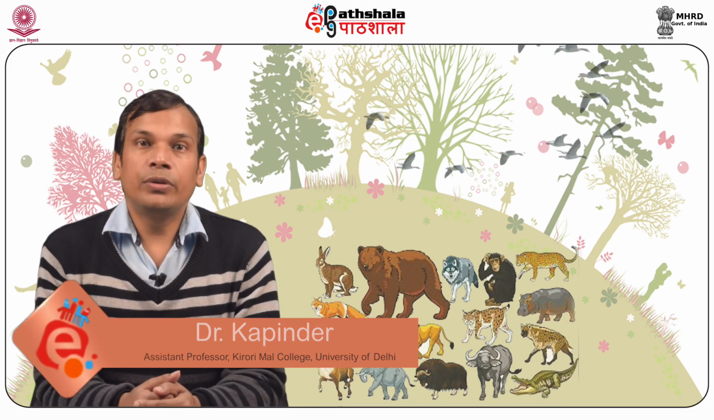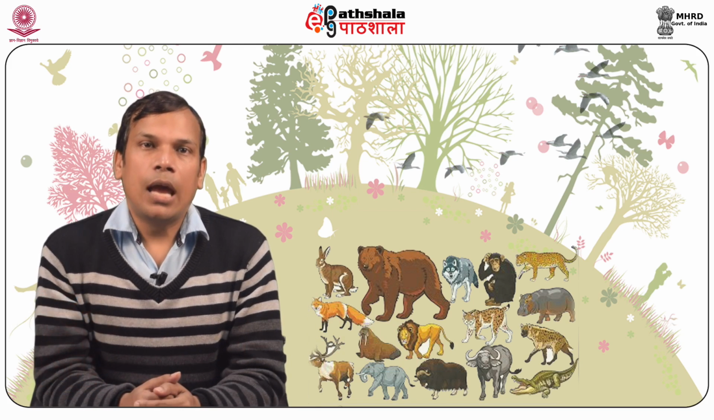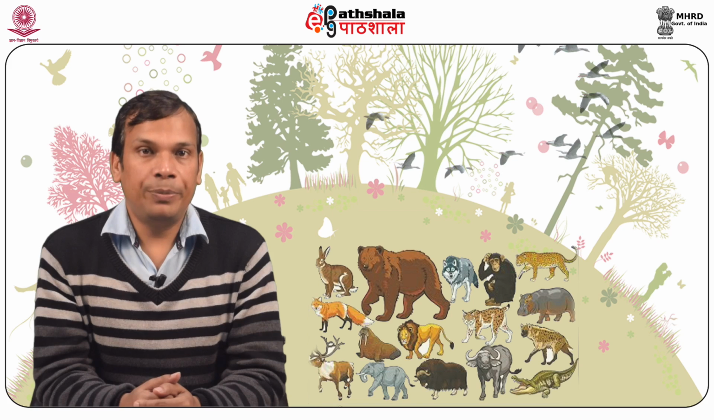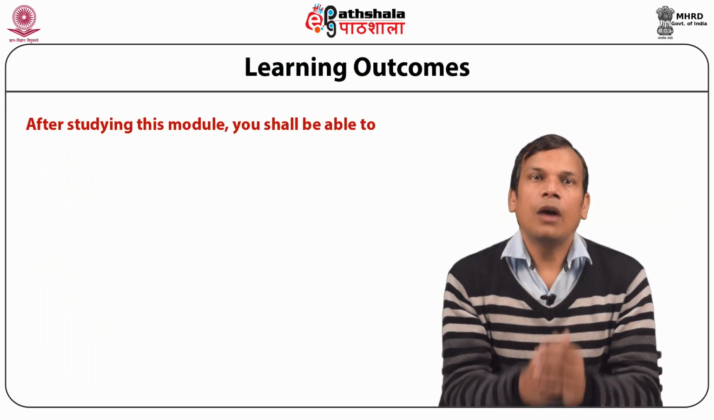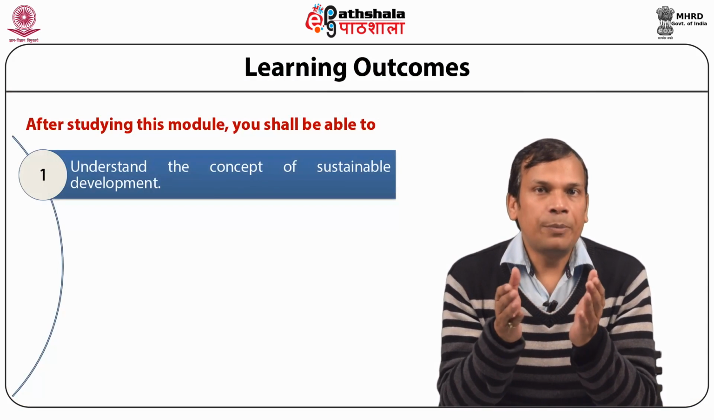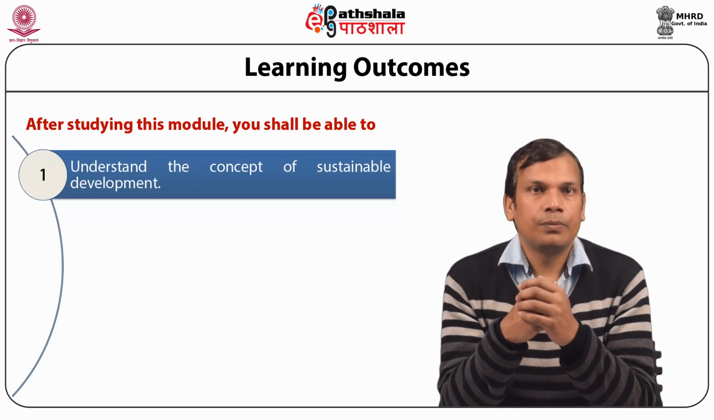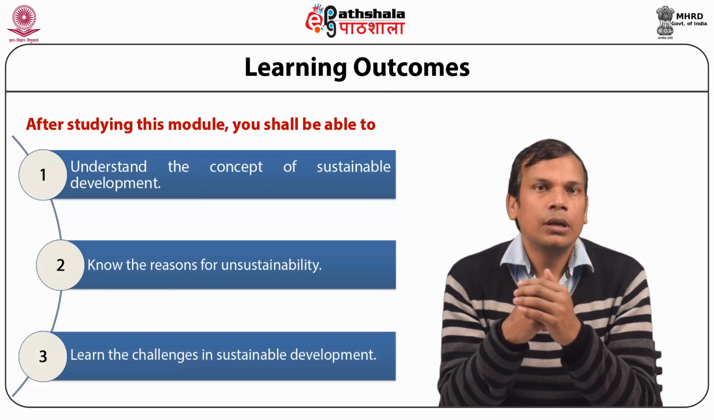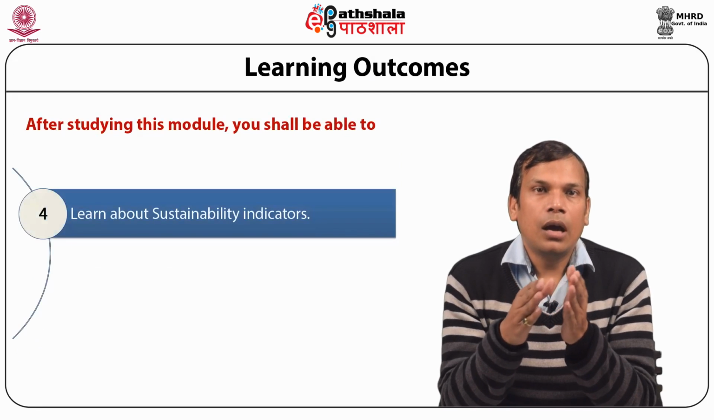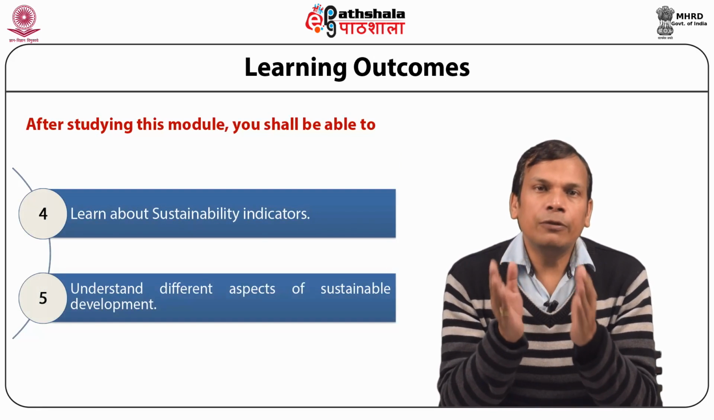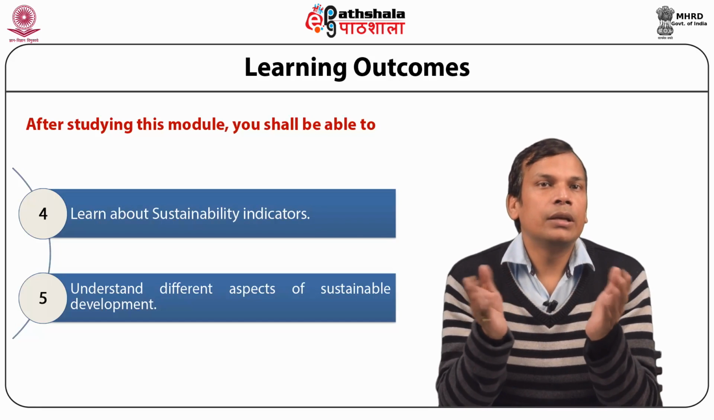Today we are going to discuss the module Application of Ecology in Sustainable Development Part 1 from the paper Principles of Ecology. After studying this module, you shall be able to understand the concept of sustainable development, know the reasons for unsustainability, learn the challenges in sustainable development, learn about sustainability indicators, and understand different aspects of sustainable development.